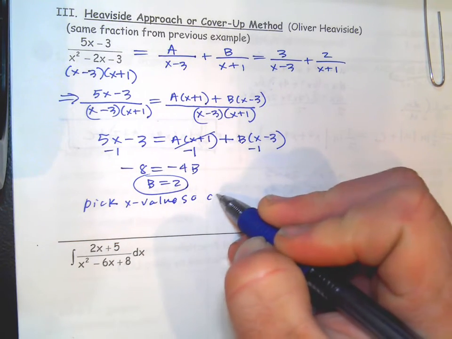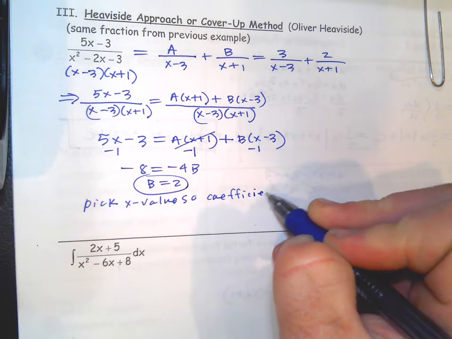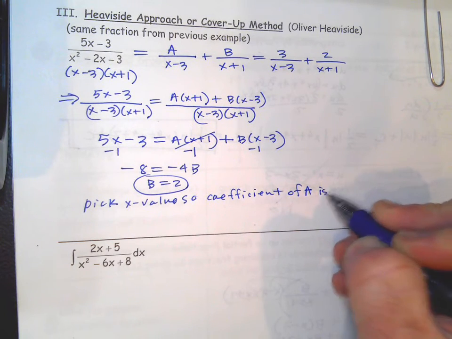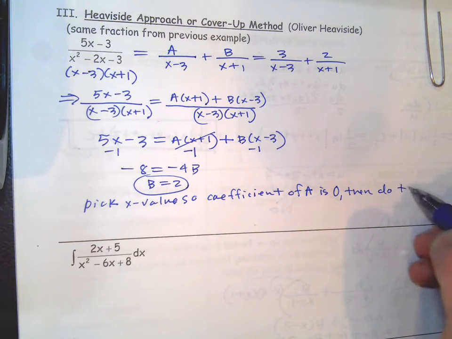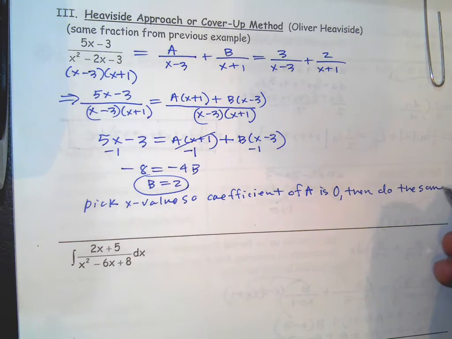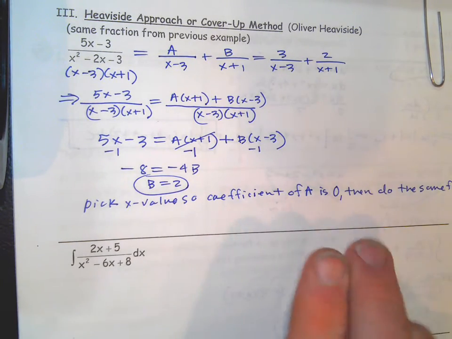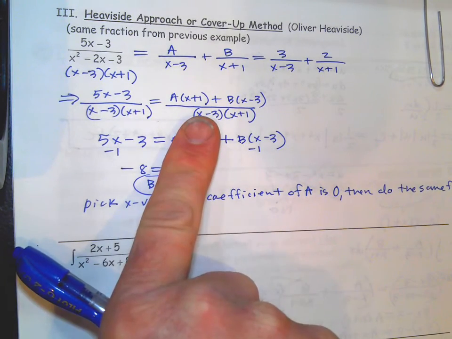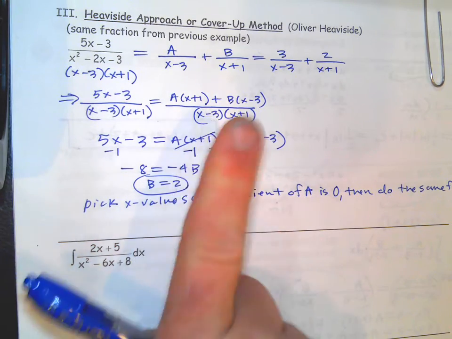So the coefficient of, in this case, we said of a is 0. Then do the same for b. Right? You can do b first and then a. So they call it the Heaviside approach because that's the name of the guy. The cover-up method, it's almost like you're getting rid of that and then doing what's left, right? You're making that go away.